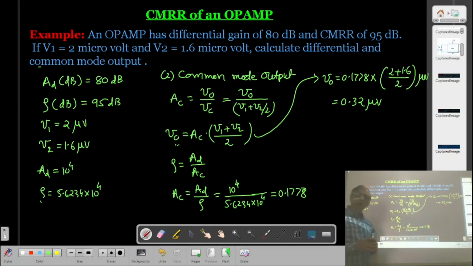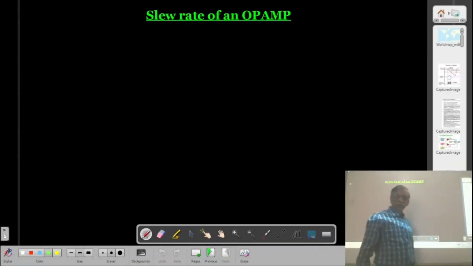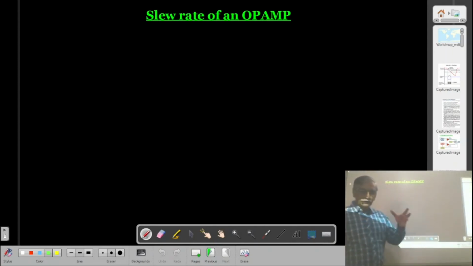So normally in all operational amplifiers, the common mode gain will be very small and the differential gain will be very large. Okay, now we will discuss another parameter of the operational amplifier, that is an AC parameter, and it is known as the slew rate of an operational amplifier. So let us see what the slew rate is and what its effect is on a sinusoidal signal as well as on a square wave.